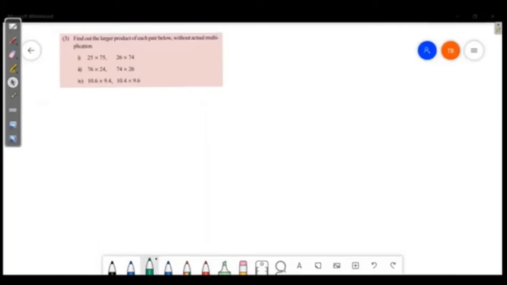Let's continue our mathematics class chapter Identities. Okay. Next question is find out the larger product of each pair below without actual multiplication. We want to find the larger product from each pair. First sub question is 25 into 75, 26 into 74. Which one is the larger product?